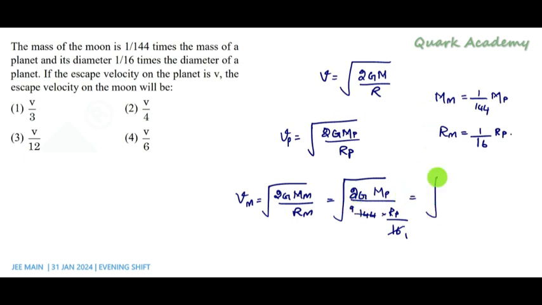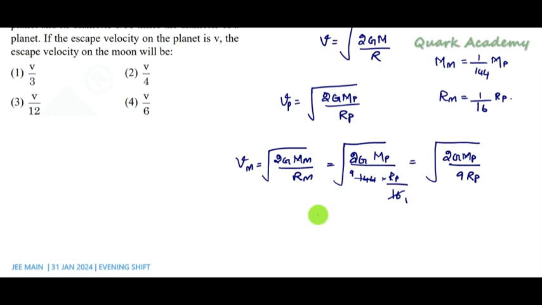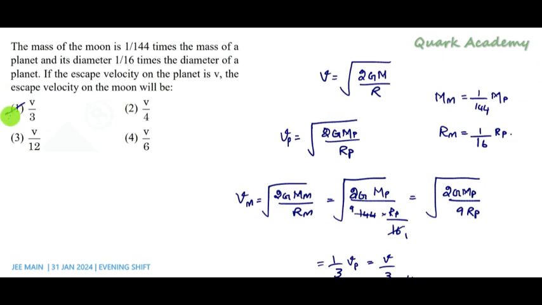So we get root of 2gmp divided by 9 into rp. So if we take the square root of 1 by 9, it is going to be 1 by 3 and remaining values are equal to escape velocity of the planet. So in the question it is given as v. We can write it as v by 3.